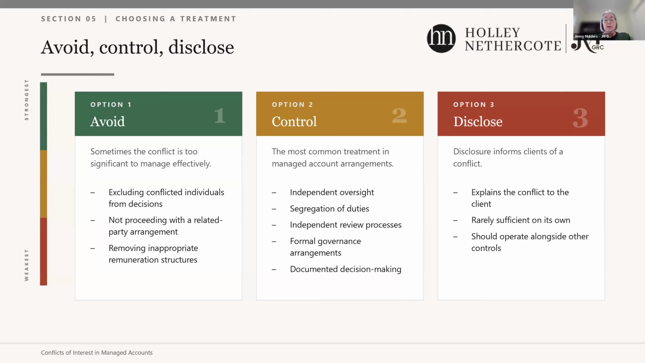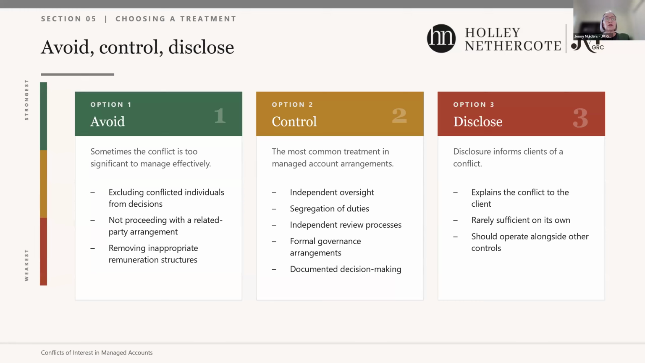So, if you had something that is so inherently conflicted, you cannot shift that conflict away, it's strongly recommended to avoid that. So it may be that you're looking at a related party arrangement, but you cannot manage the structure in order to avoid that conflict. So you need to look at a different structure. So you're avoiding that possibility.